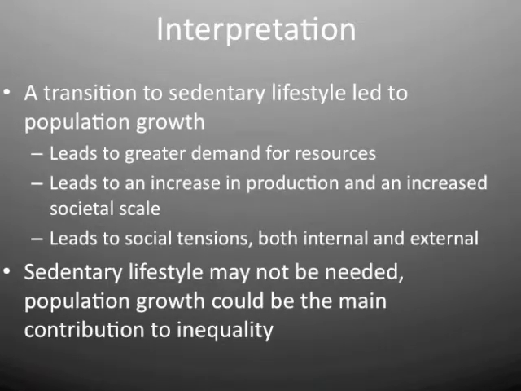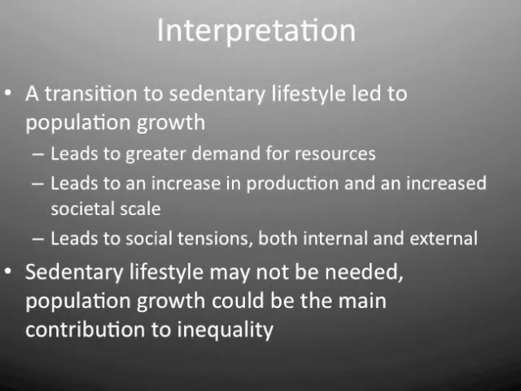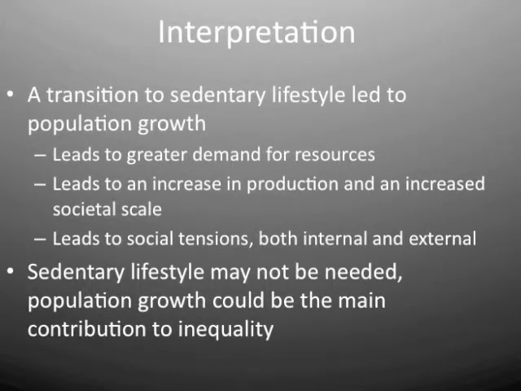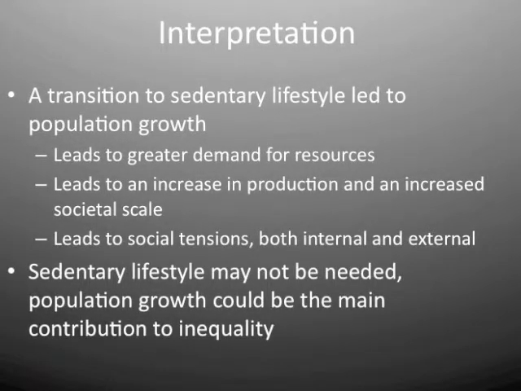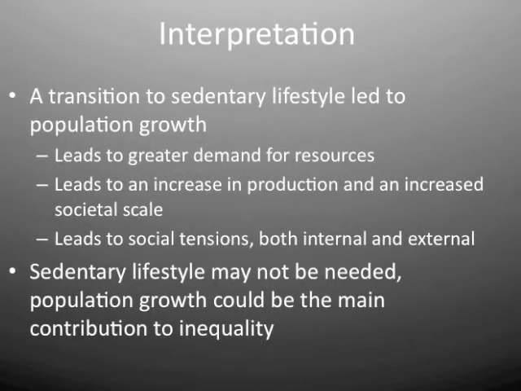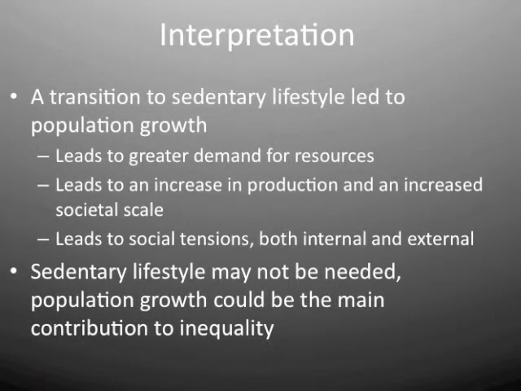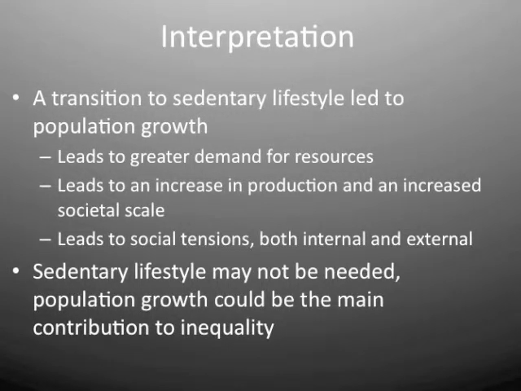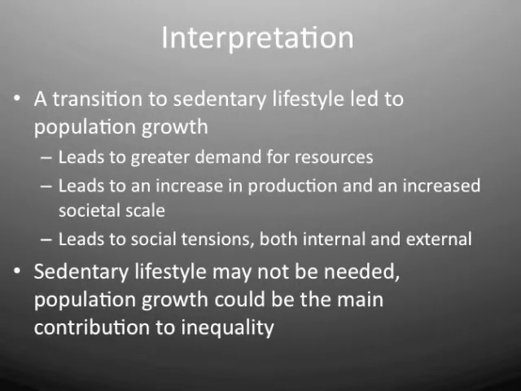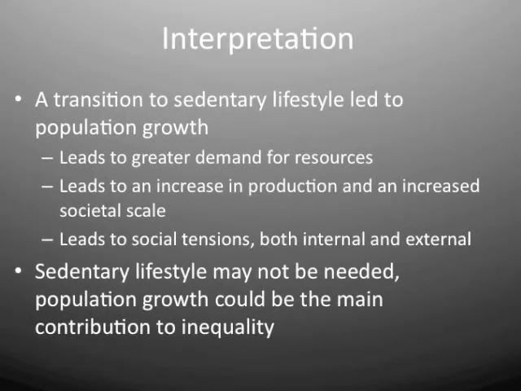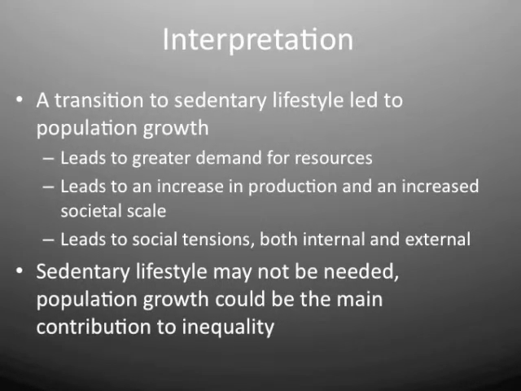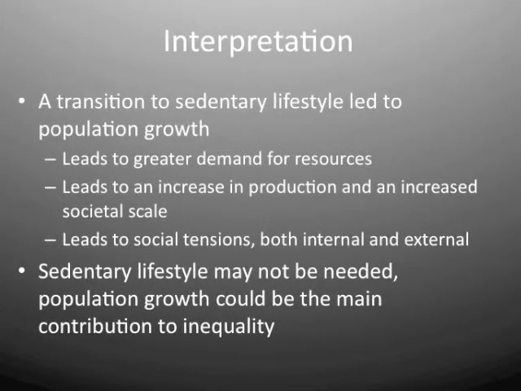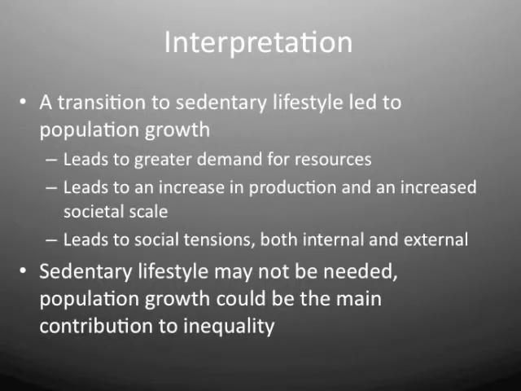In our research, we found two primary interpretations of the data gathered to explain the origins of social inequality. The first being a transition to a more sedentary lifestyle. This change in lifestyle led to an increase in population density, which then led to a relative decrease in per capita resource availability, which therefore decreased the ease of subsistence. The decreased resource availability led to an expansion of production, creating various jobs and with it a societal scale.